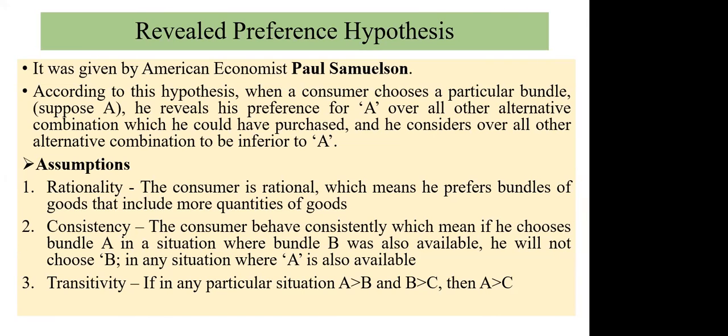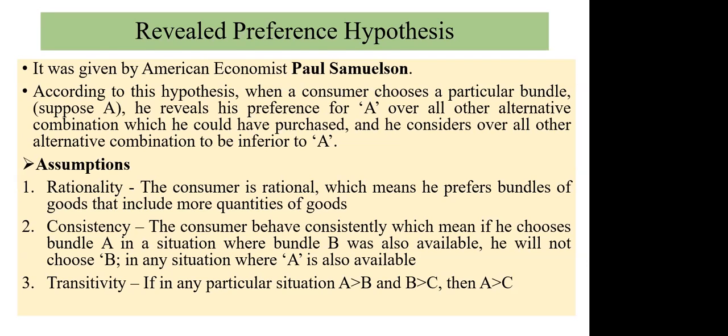Basically, when a consumer chooses something over all the other alternatives, he is revealing his preference. That's why this particular hypothesis is called the revealed preference theory. And there are 3 very important assumptions. Firstly, the consumer is rational.